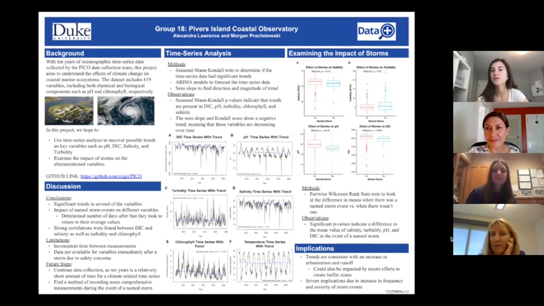I'd taken one class with R, but this definitely taught me how to use R on a whole new level. It was super interesting to look at a function I was somewhat familiar with, but have to apply it to this environmental data set. That was a lot of fun. Yeah. Alexandra, how about you?